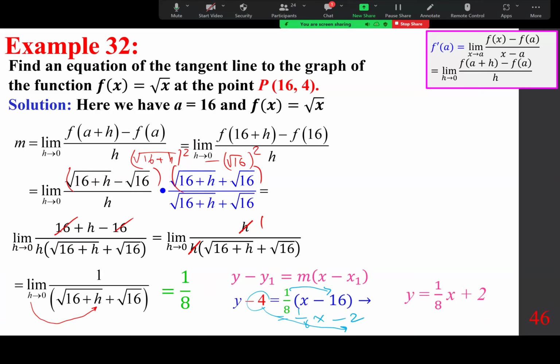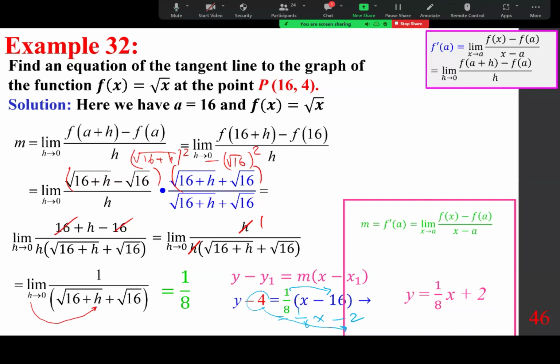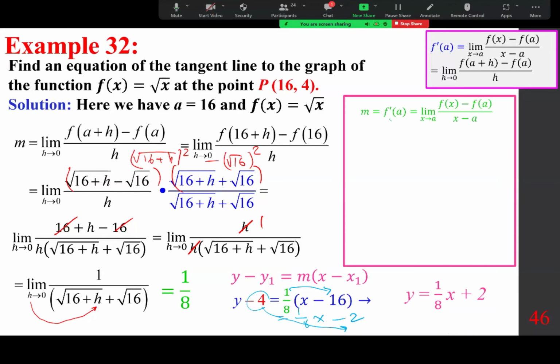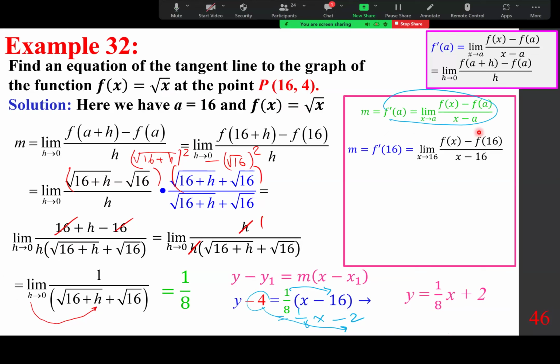However, I want to show you how to find the slope with the other one, f prime of a equals the limit of f of x minus f of a over x minus a. Just for practice, you don't have to do both ways. So f of x is this, f of a is 4, and x minus a. So just replace the a with 16, that's all. And you know f of 16 is 4. Now, because you're dealing with the square root, if you plug in 16, by the way, you should get 0 over 0, which is indeterminate.